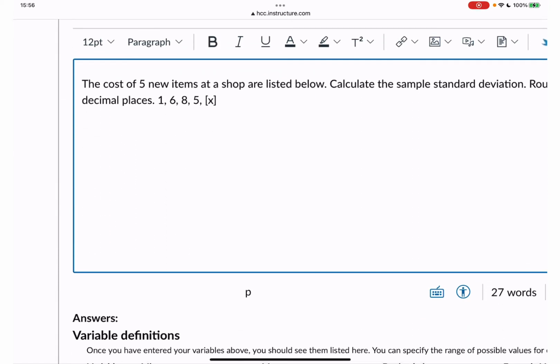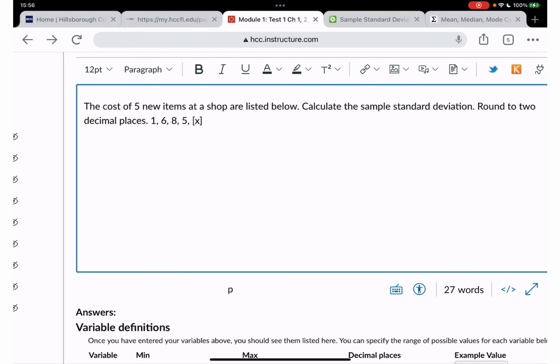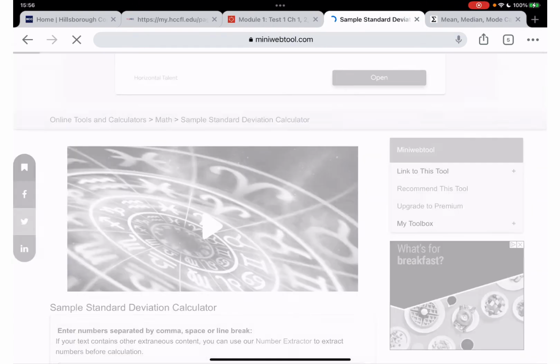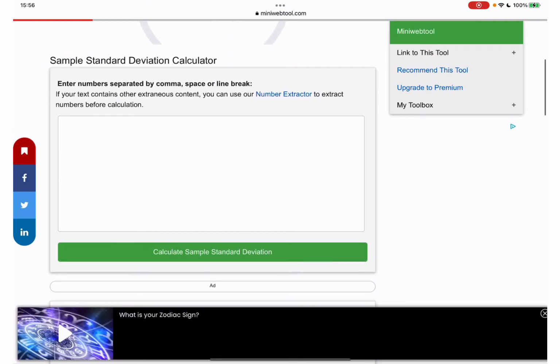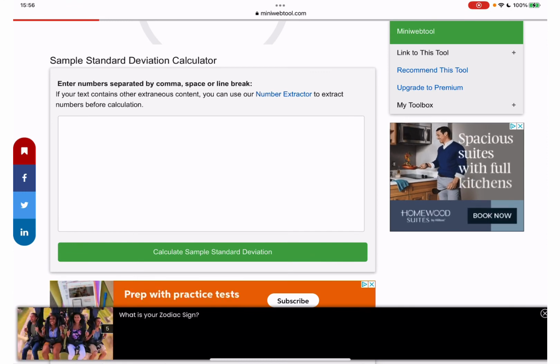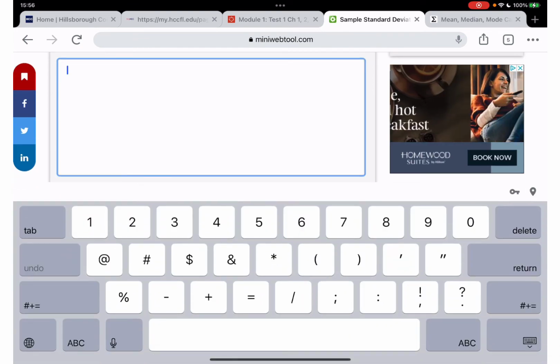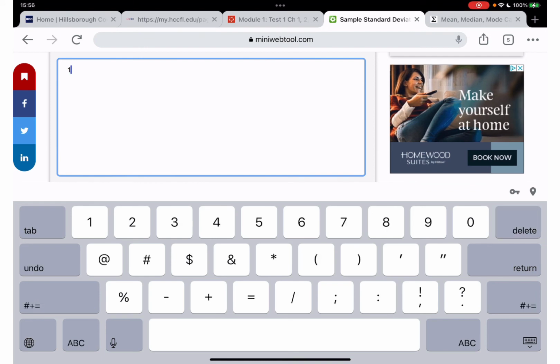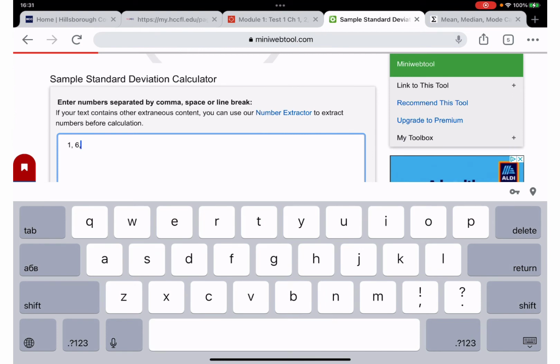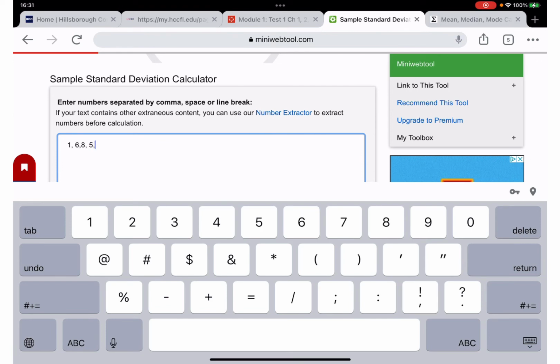The cost of 5 new items at a shop are listed below. Calculate the sample standard deviation, round to 2 decimal places. Okay, standard deviation, we have here a standard deviation calculator, and I took it from the link I placed under the video, previous homework somewhere. So let's see what numbers we have. 1, 6, 8, 5. Let's write down 1. Let me put a comma. 6, 8, 5, 15.